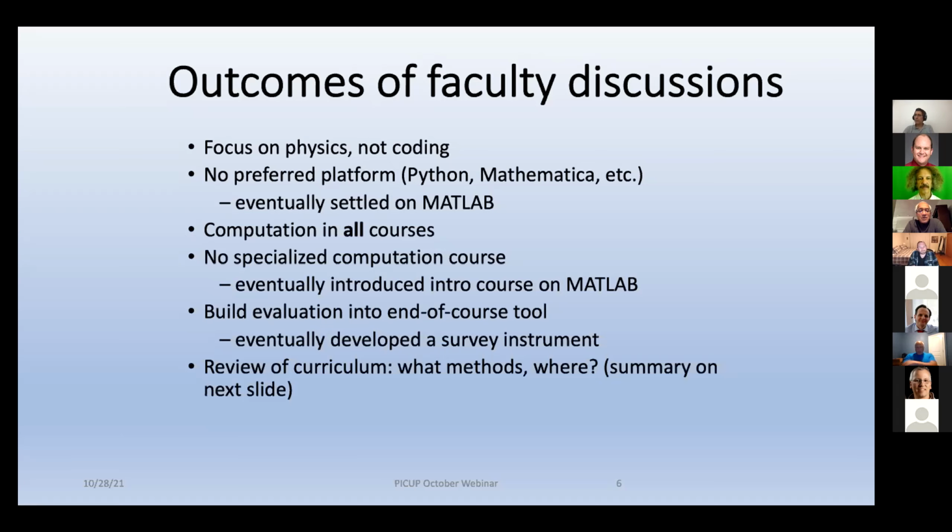We'll talk a little bit about evaluation at the end here, but we originally planned to use our usual end of the course instrument and add some questions to it to evaluate the project. But eventually we developed our own survey instrument. And finally, one of the outcomes of these faculty discussions was that we should review our curriculum and see what computational methods we want our students to learn, and where in the curriculum they appear, so as to have a map, an idea of what it is that we want to do. And that map is on the next slide.